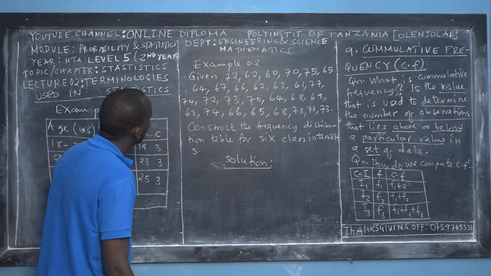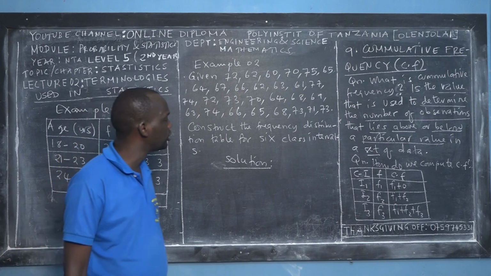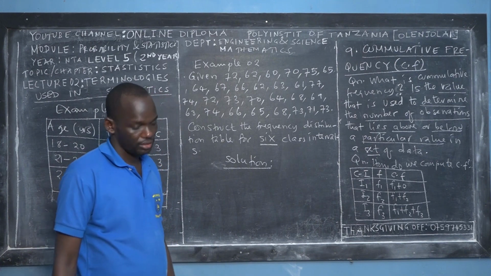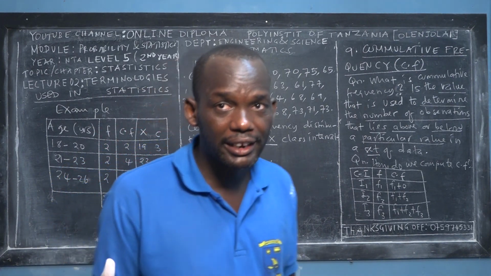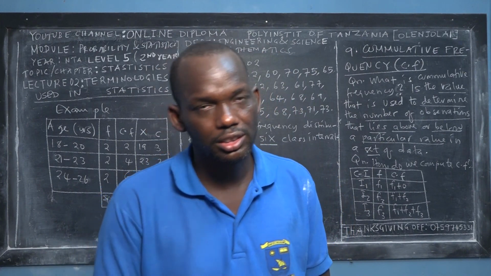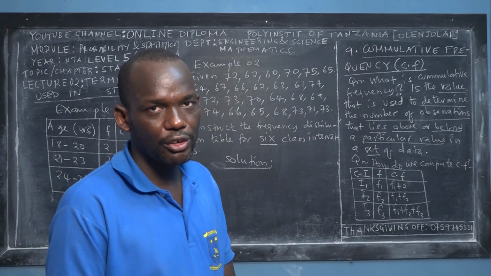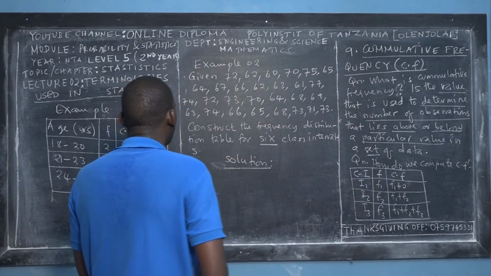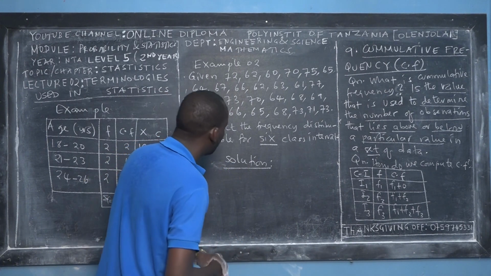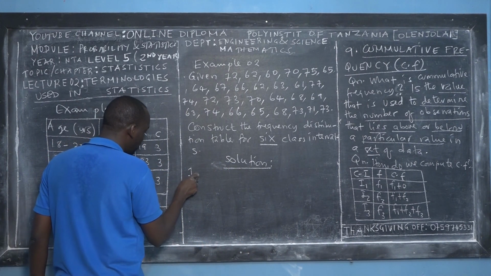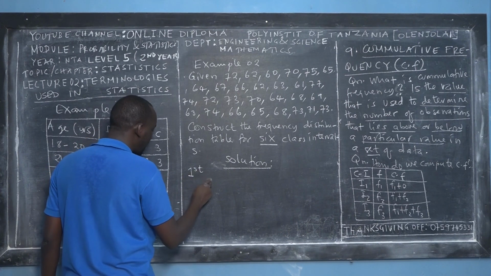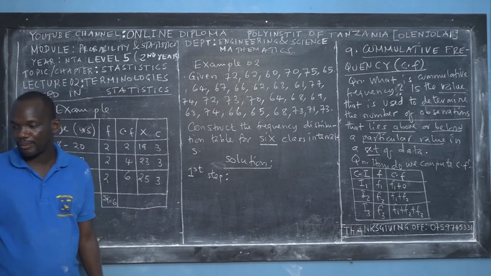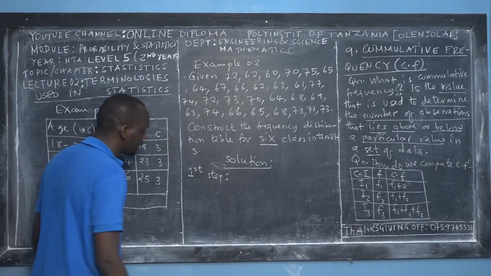We have to construct a frequency distribution table for 6 class intervals. Remember the formula I taught you for determining the class size, because whenever you construct a frequency distribution table, we should also know the class size, since we'll be given different raw data. I will teach you how to solve these problems by following a number of steps. The first step is to identify the maximum, or find the range of the given data.